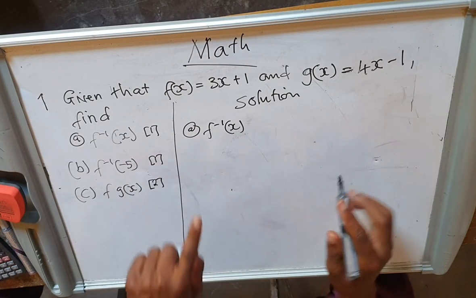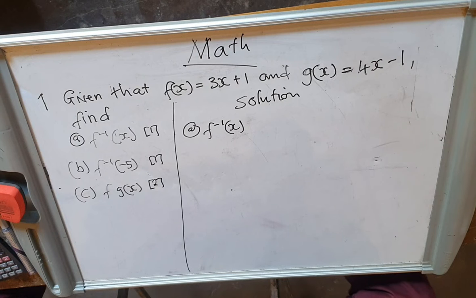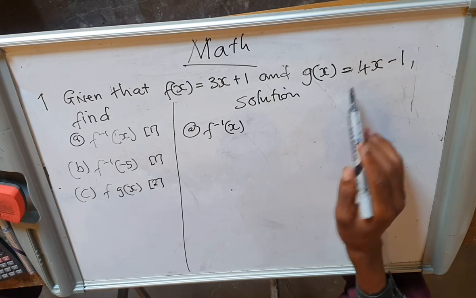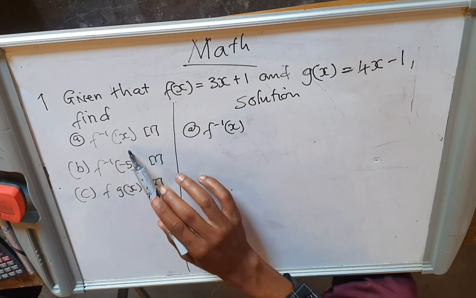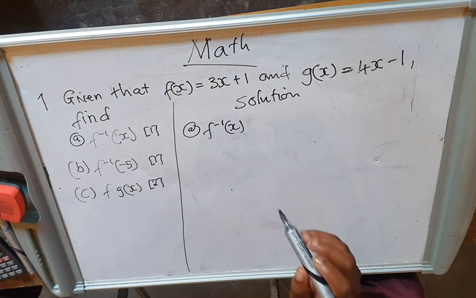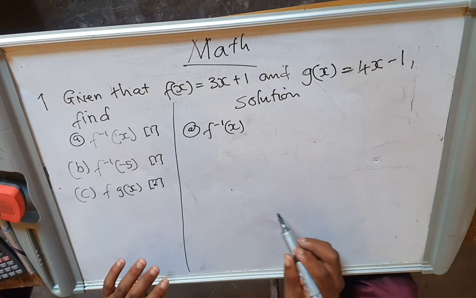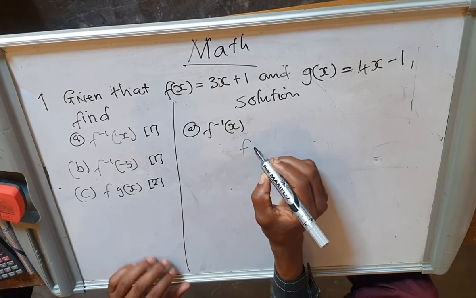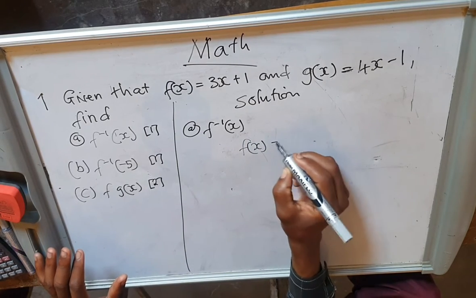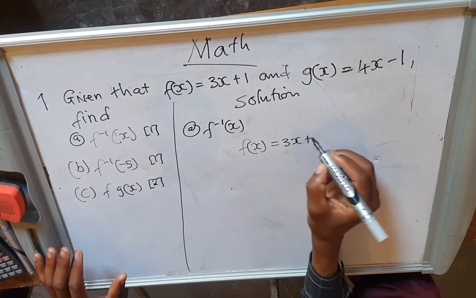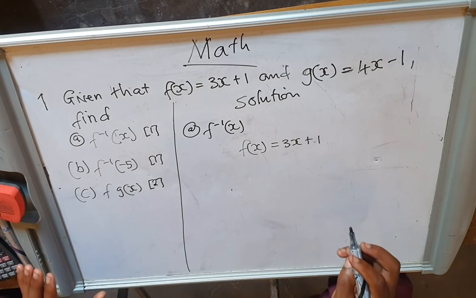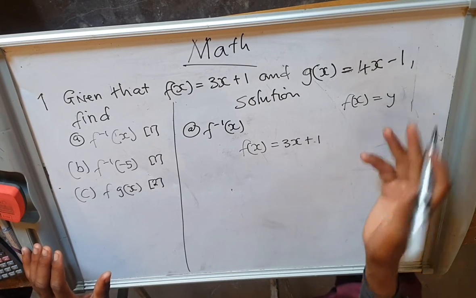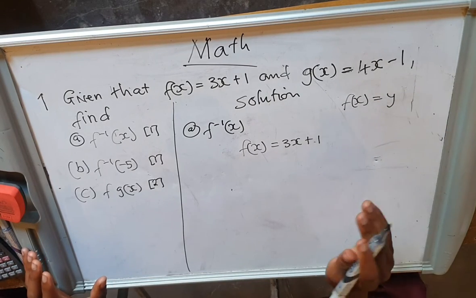We notice that we have been given two functions in this question: the f function and the g function. Obviously, we are going to use the f function to answer the first question, the f inverse of x. So we write down the f function: f of x is equal to 3x plus 1. Now, it is very important to know that f of x is the same as y.